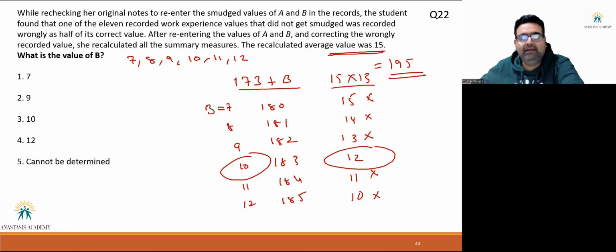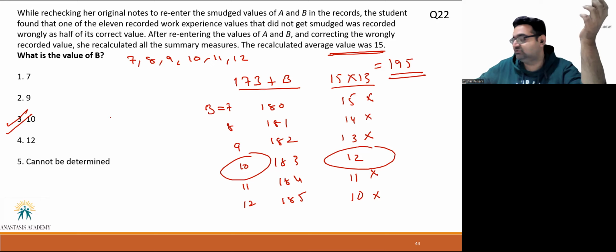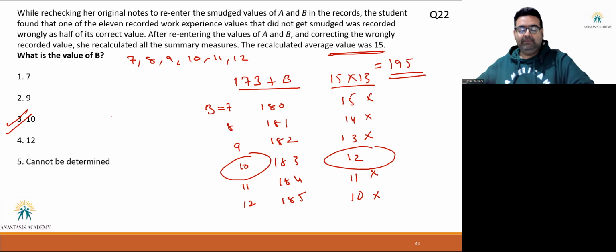At B equal to 10, there is a possibility that the value which was supposed to be doubled is 12, making the total 195 and the average as 15. Here 12 is there also in the option, right? So be careful, don't mark 12. 12 is actually the answer to the question of which value was incorrectly noted down, but we were supposed to find out at what B that happened. So at B equal to 10, 12 can be written twice, or you can say doubled, giving us the answer as 15 average, right?